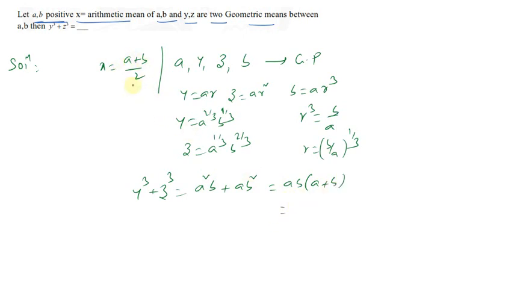Of course we know a plus b value, that is nothing but 2x, and let me calculate ab value. AB is related to the product of geometric means. Otherwise, let me calculate the product of the geometric means YZ. You have to remember and refer to the product of geometric means. This concept is very important. Sum of arithmetic means, product of geometric means, sum of harmonic means.